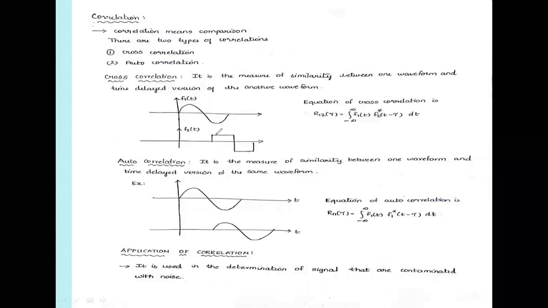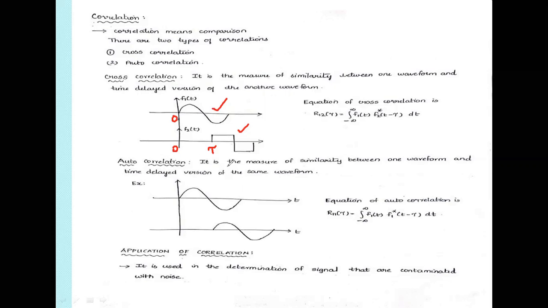Cross correlation means, it's a sinusoid here, and for another f of t, I am taking a square wave. One signal is a normal signal and the other signal is a delayed version. We are comparing these two. R12 of tau is equal to the integral from minus infinity to infinity of f1 of t and f2 of t, which is a delayed version by tau. Here the tau is 0 and 0. It is shifted towards the right side by tau samples. f2 of t minus tau dt, and you can take the complex conjugate.